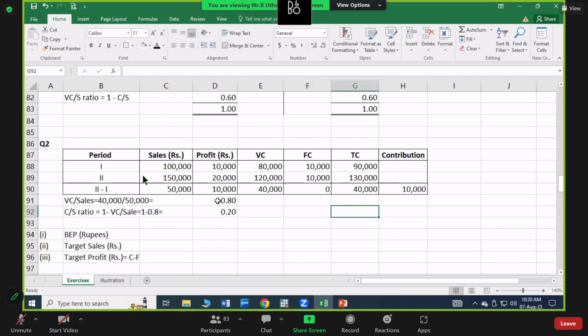Now you can find the contribution also. This is 100,000 minus 80,000, so you can get 20,000. For the period 2, you can get 30,000. So the difference is 10,000. Then you can check that at the CS ratio. So contribution over sales, 0.2 is coming. 30,000 over 150,000, 0.2 is coming. So it will be remaining the same. So now you can answer the question.